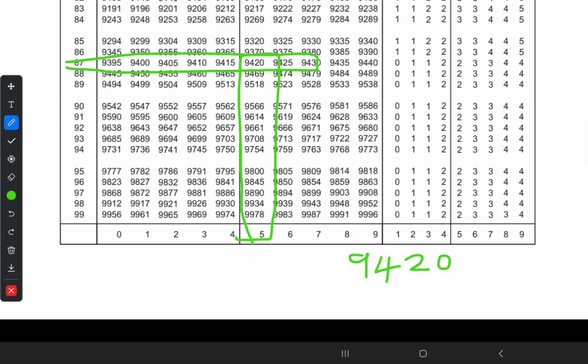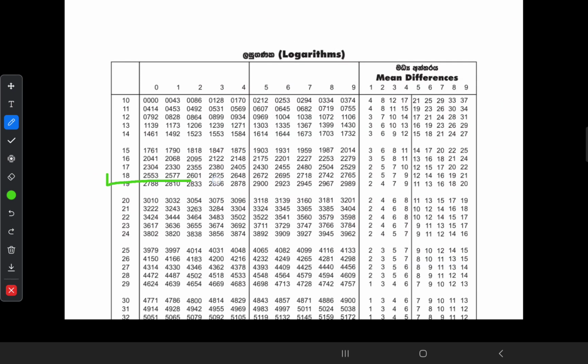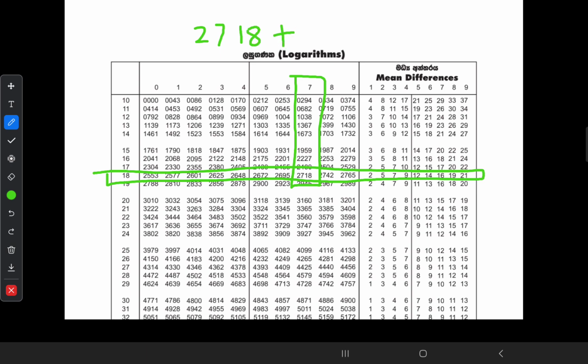That's enough. For the next one, it is 1.875. That means 18th row, 7th column. We will find that one as well. This is 18th row, 7th column: 2718 plus the 5th mean difference, which is 12. With that, we need to add 12. It will give you 2730. So we are going to use these values in our calculations.